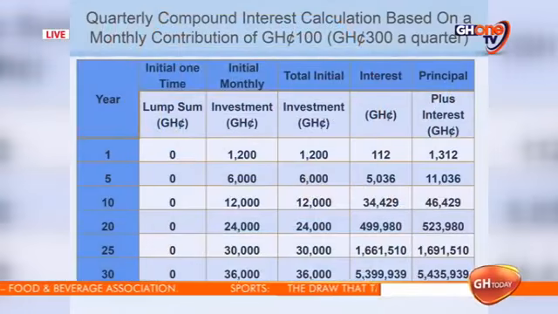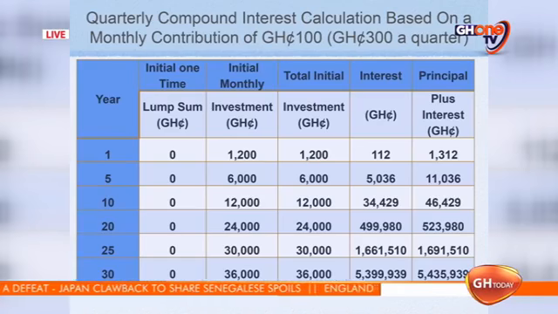So we're going to end up with 46,428 cedis, which is almost 4 times the amount we have invested. Indeed. Because 12,000 multiplied by 4, we are looking at 48,000 cedis. But we will end up with 46,000. Let's change the gear and let's look at 20 years. In 20 years, we would have invested a total of 24,000 cedis. Of course, at 100 a month.